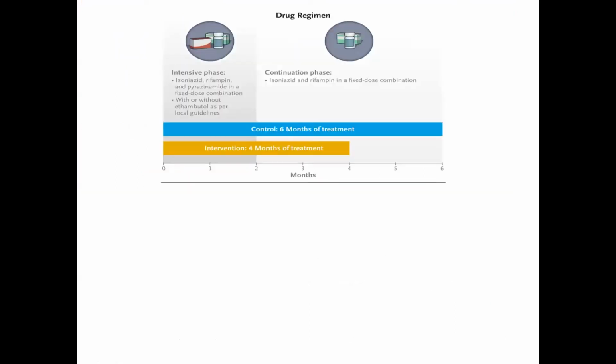This is an illustration showing the regimen that they used. For both the 4-month and the 6-month regimen, patients received INH, rifampin, and pyrazinamide. Ethambutol depended on the rate of drug resistance in the community and the rate of HIV infection. So both study groups were on the same regimen in the beginning, and in the continuation phase, they were both on INH and rifampin. The duration was 6 months for the 6-month group and just 4 months for the 4-month group.